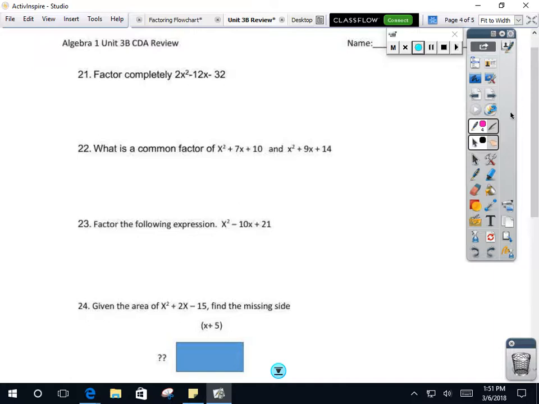Number 21, factor completely, okay? Binomial or trinomial? Trinomial, so what do you do first? Okay, what is the A value? Is it a GCF? Okay, so divide it out. If you're not sure when you look at it, you just try to divide it, and then you'll know. So put it on the outside. What trinomial remains?